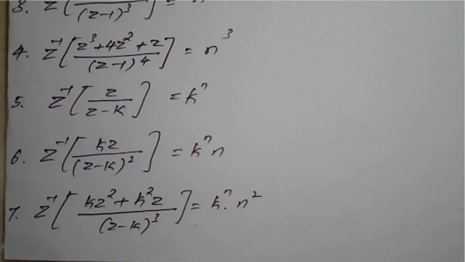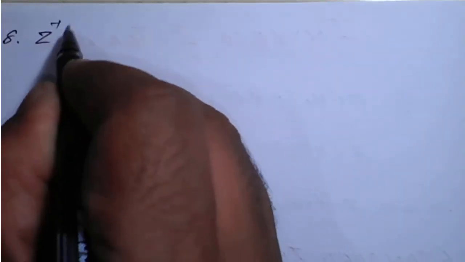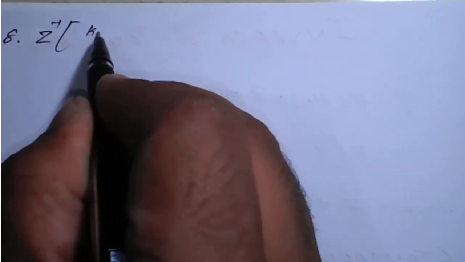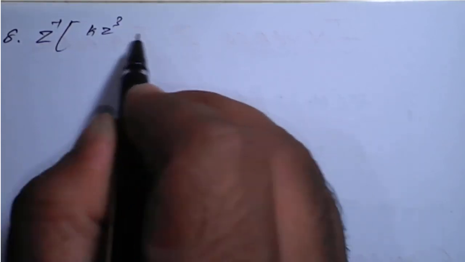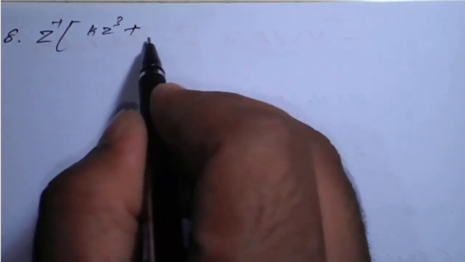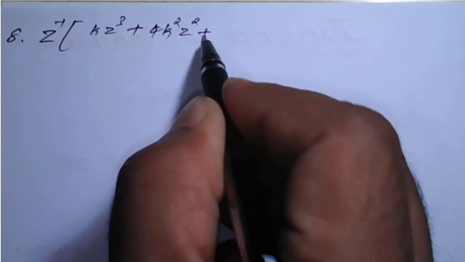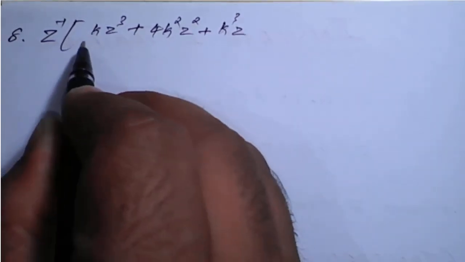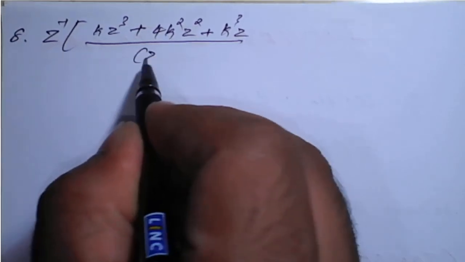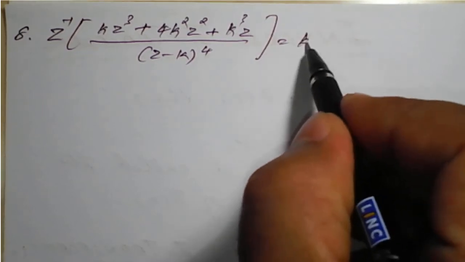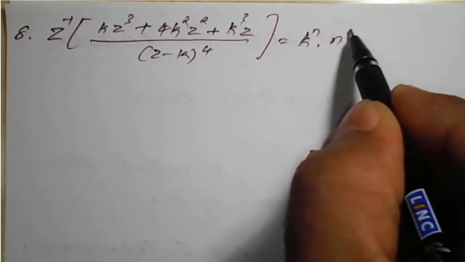Similarly, eighth one, next formula, that is the eighth formula: Z inverse of kZ cube plus 4k square Z square plus k cube Z whole divided by Z minus k whole raised to 4 will be k raised to n times n cube.